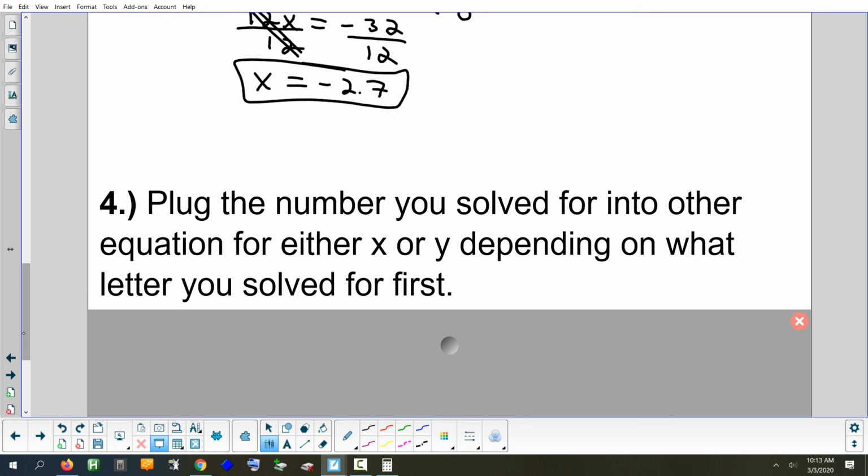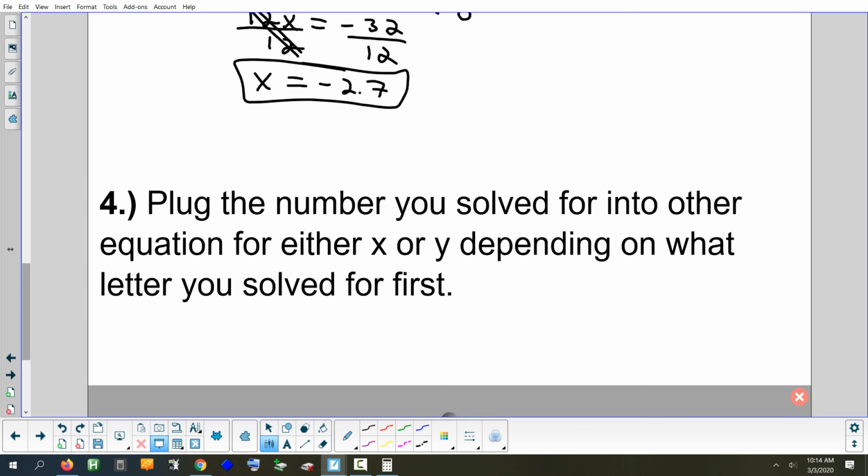So, step 4 says plug in the number that you solved for into one of the other equations, and now you need to find the other letter. I can't always tell you what the second letter is going to be. If you did x, now you're going to find y. If you did y, now you'd be finding x. You're just finding, we'll just say the other one. So, which letter did we find so far? We found x, so now we have to find y.